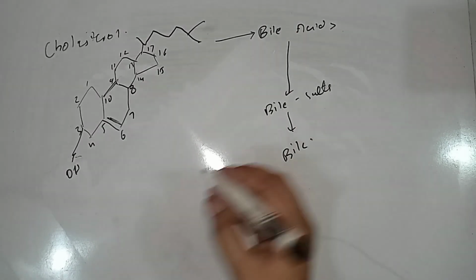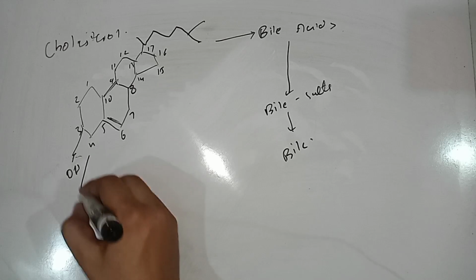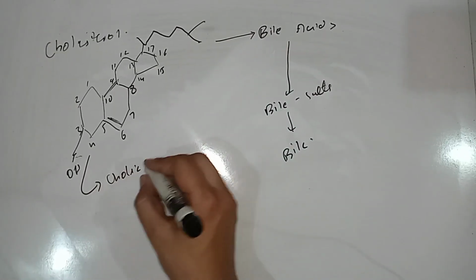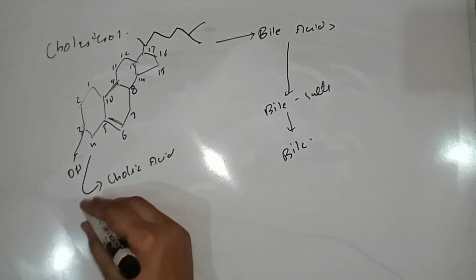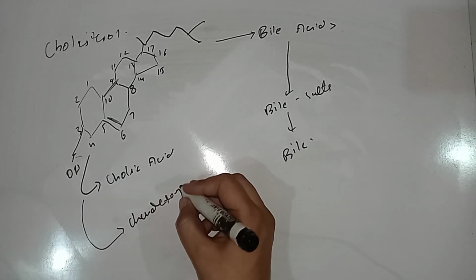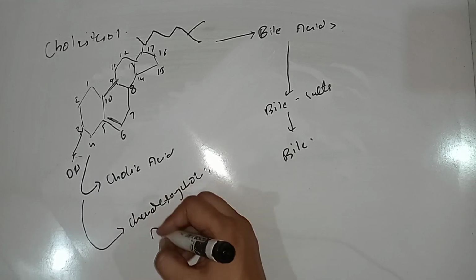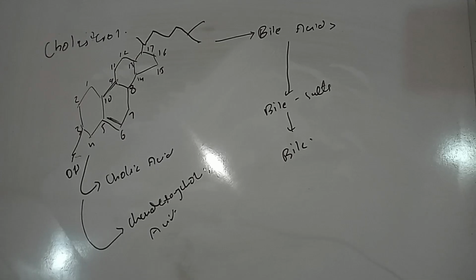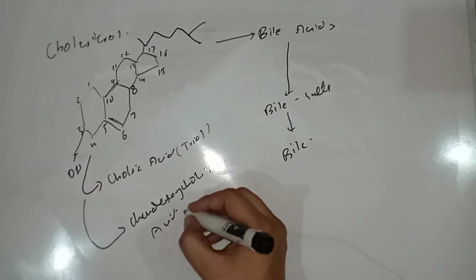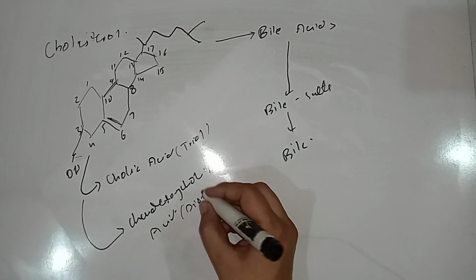So what are these? The bile acids include cholic acid and chenodeoxycholic acid. Cholic acid is a triol, it has 3 hydroxyl groups, and chenodeoxycholic acid is a diol, it has 2 hydroxyl groups.